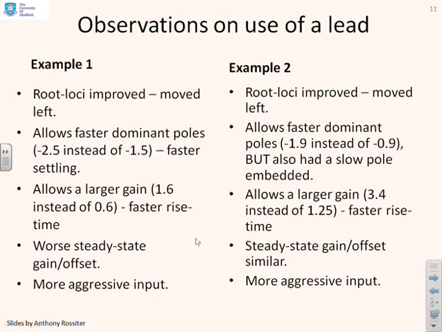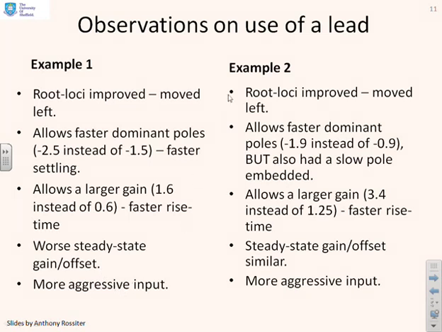So some observations. With example 1, the root loci was improved by being moved substantially to the left. The dominant poles were at minus 2.5 instead of minus 1.5, so much faster. You had a much larger gain for use in transients, so you've got a faster rise time. You got a slightly worse steady state gain or offset, and you needed a much more aggressive input.